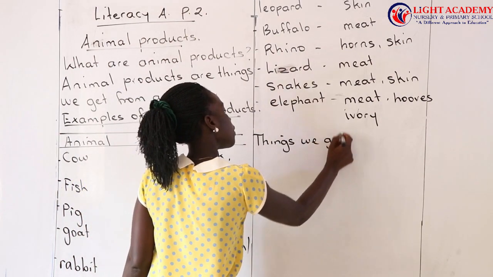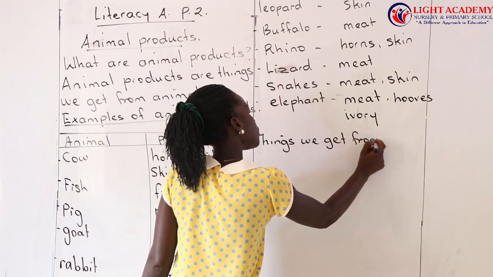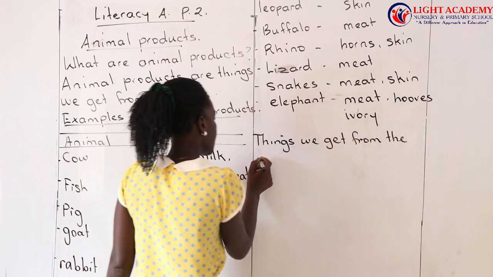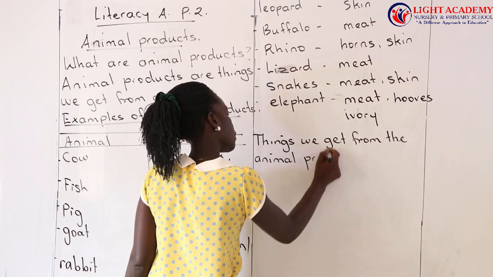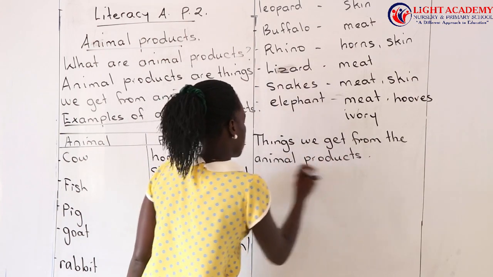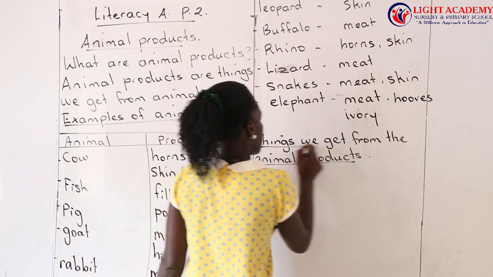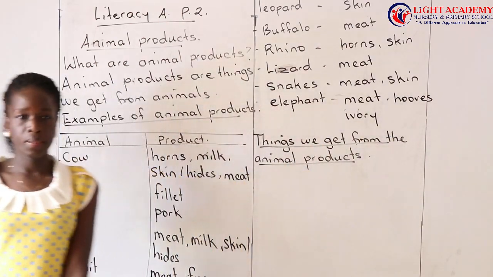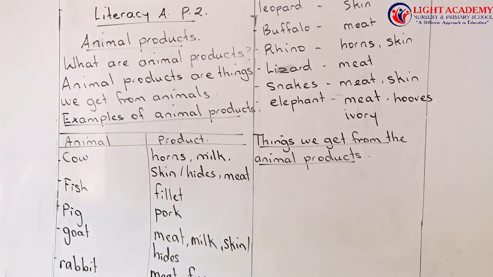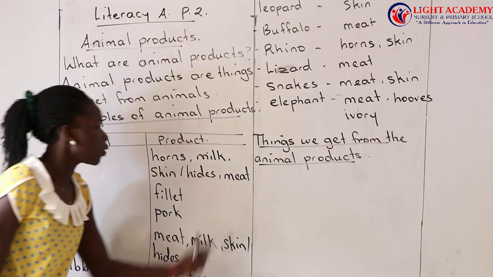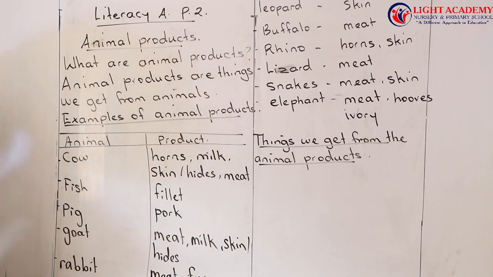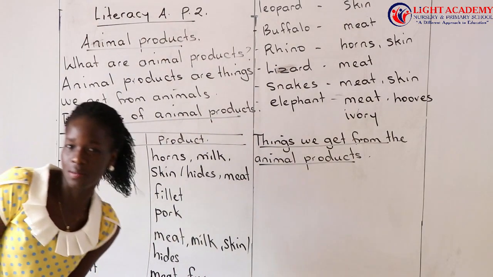We get from the animal products. Things we get from the animal products. For example, look at horns, look at milk, look at the skin, look at meat. Which product do you get from it? What do you get from it? What do you earn from it?